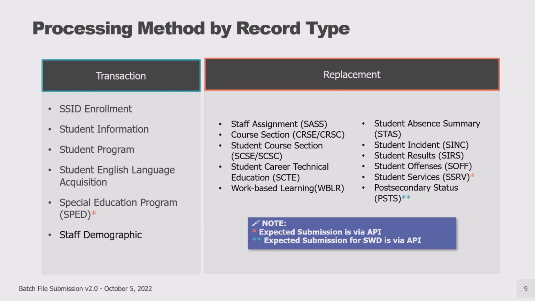On the left, for those files that are processed using the transaction processing method, you can see that they are the student data types. These are the record types that are generally updated on an ongoing basis throughout the year. When you look to the right, you see the replacement processing method files. These records are generally submitted to satisfy a specific submission. So the student career technical education file is typically submitted during end of year 1. Likewise, the student absence summary or the STAS file is submitted during end of year 3.